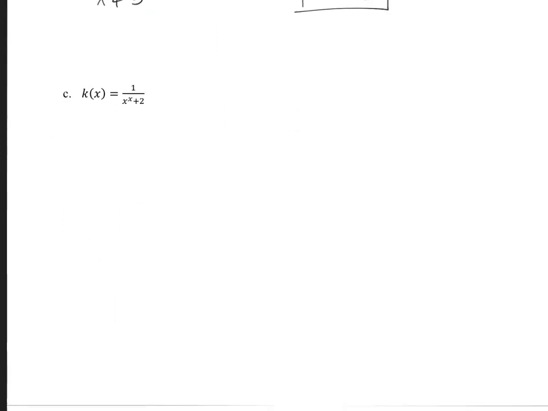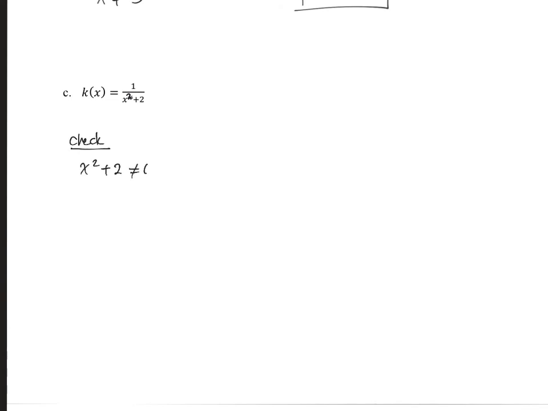Now the next problem. There is a small typo here. That should be x squared, so take out that other x. As usual, it's a fraction, so I'm going to check what makes the denominator 0 and take that out. So x squared plus 2 cannot equal 0. Let's solve for x. Minus 2 from both sides. Square root both sides. Oh, look at this, I have an imaginary number going on. There's a negative under that radical. I can't find a real number. There's no real solution.